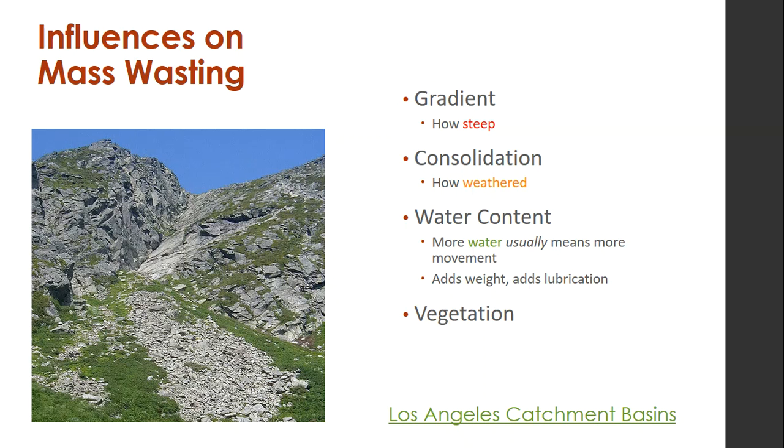And the last is vegetation. So plants slow down mass wasting. We plant plants all the time in order to prevent erosion. Those plant roots can dig down deep and hold stuff together and keep it from eroding more quickly.